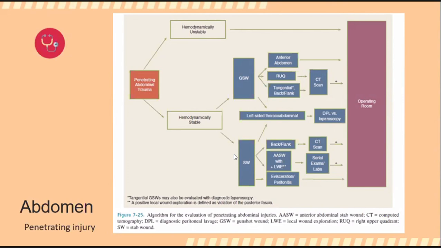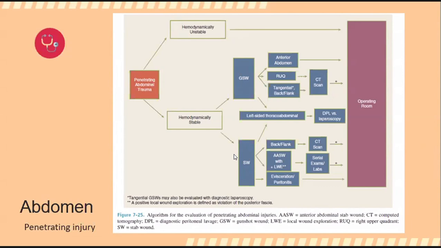Coupled with serial examinations, so, ano yung serial examinations? Pwedeng hemoglobin, hematocrit. So, pag dropping yung hemoglobin or increasing yung WBC, baka may ongoing infection from the spillage sa loob or may bleeding. So, it needs immediate OR. Okay? Another, pag may evisceration or peritonitis. As I mentioned earlier, sure na yan na may problema sa loob, so kailangan buksan.